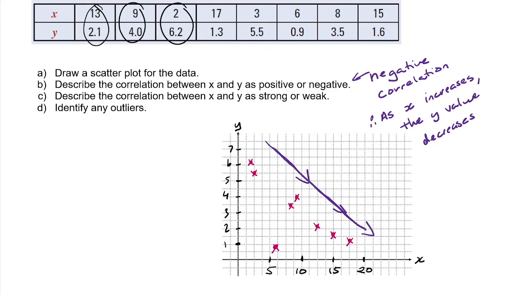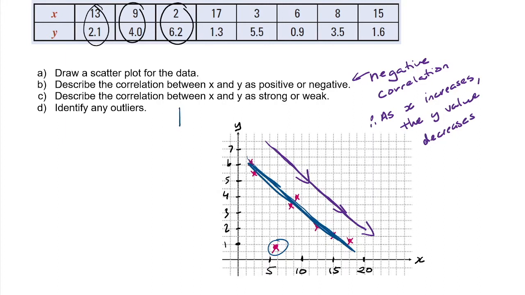Now, the strength of the correlation, so whether it is strong or weak. You can see that I can pretty much chuck a line all the way through that. I've got pretty close to being able to just draw one single straight line through all that. So they're pretty close together except for this one down here. We'll talk about that in the next one.